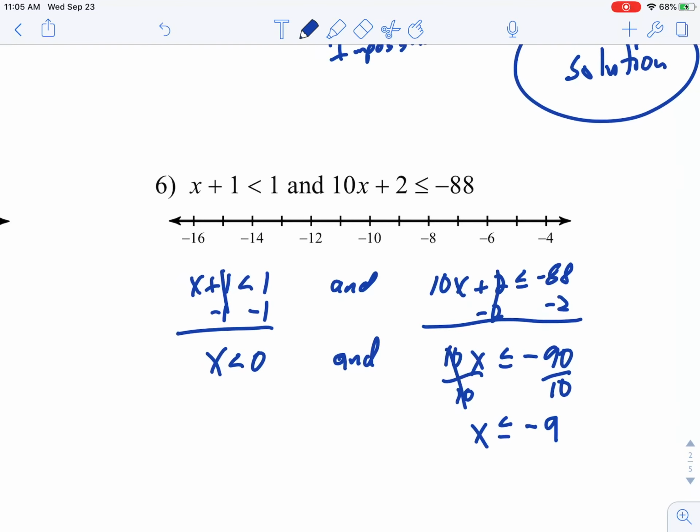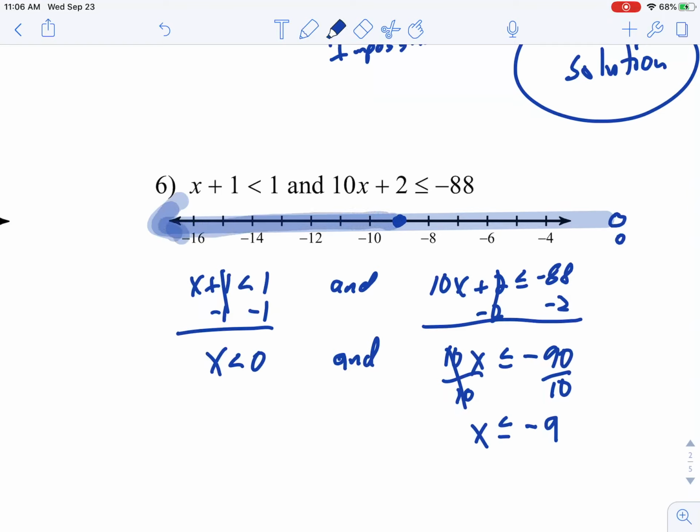So let's graph both of these. X is less than 0. 0 is over here. And we would shade in the less than direction. It'd be a circle on 0. And negative 9, x is less than or equal to negative 9. That's going to be a dot here. And less than is shade this way.